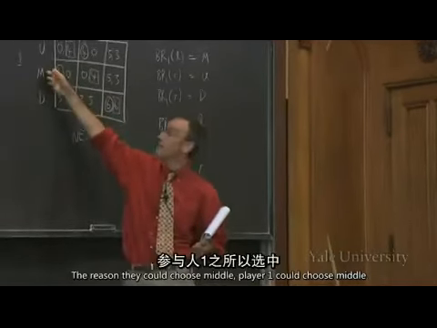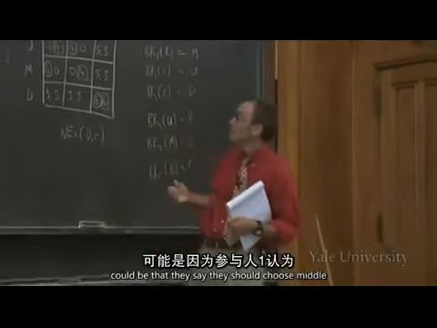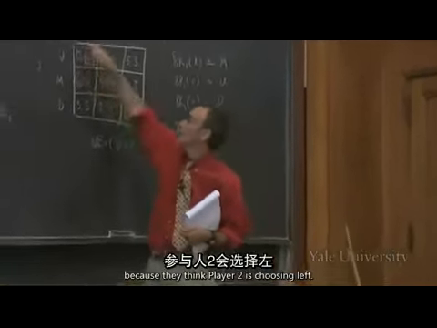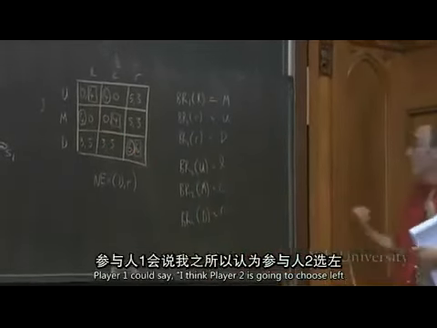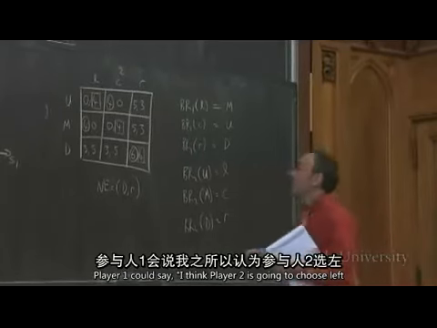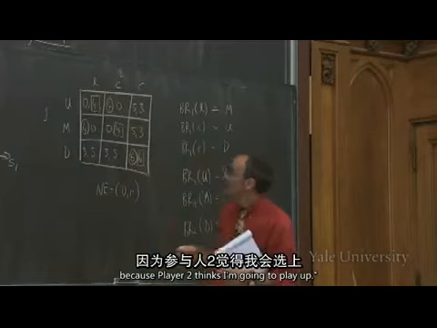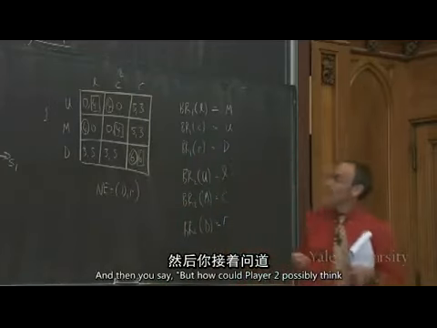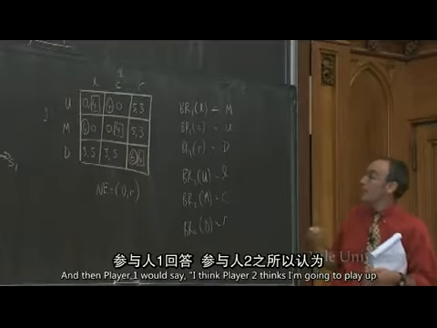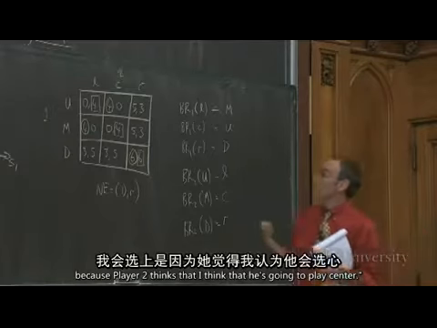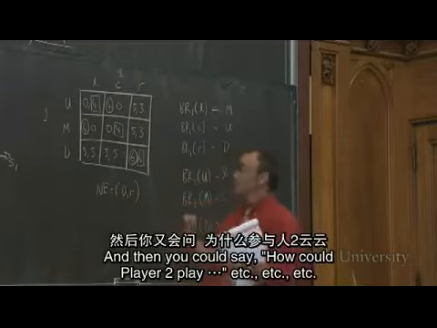The reason player 1 could choose middle could be that they think player 2 is choosing left. And you say, well, why would you think player 2 is going to choose left? And player 1 could say, I think player 2 is going to choose left because player 2 thinks I'm going to play up. And then you say, but how could player 2 possibly think that you're going to play up? And then player 1 would say, I think player 2 thinks I'm going to play up because player 2 thinks that I think that he's going to play center. And then you could say, how could player 2, etc., etc., etc.